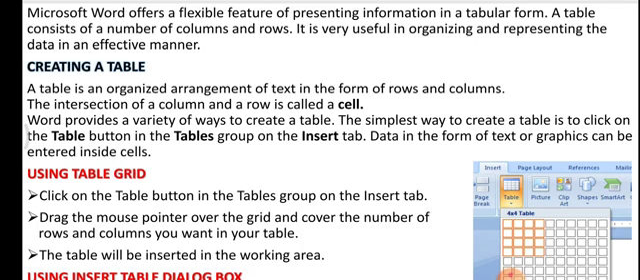Creating a table. A table is an organized arrangement of text in the form of rows and columns. Students, with the help of a table, we can arrange our data in the form of rows or columns. The intersection of a column and a row is called a cell. Word provides a variety of ways to create a table.